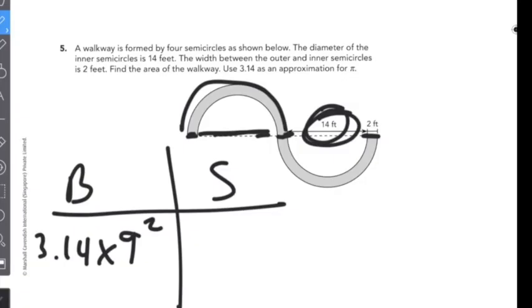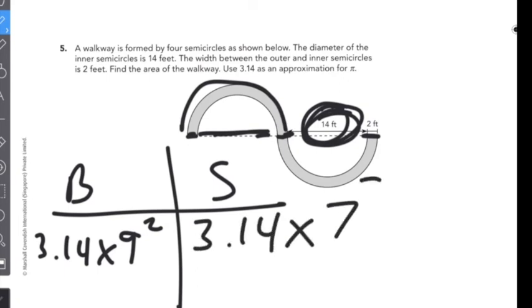So the small radius, if you look, would be 14 divided by 2, which is 7. So it would be 3.14 times 7 squared. When you solve these, all you have to do is really subtract the big area minus the small area, and that's going to give you the walkway's area.